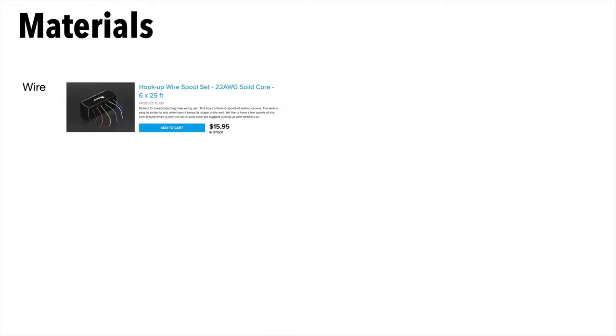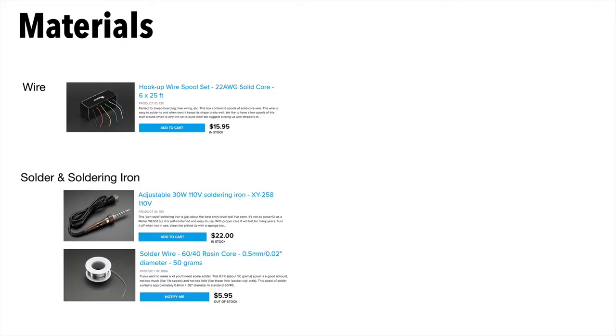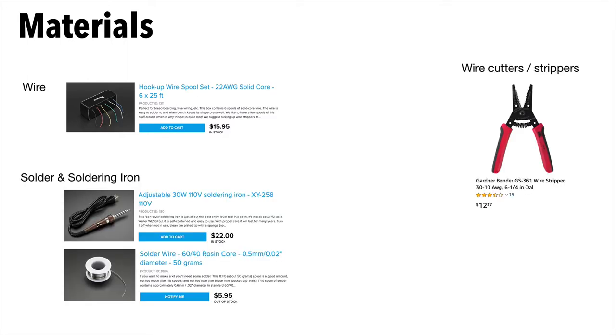Now, if you've done electronics projects before, you probably got all this stuff already, but I'd suggest 22 gauge wire. It's nice and flexible for the inside of your tie. You'll need a soldering iron and some solder, wire strippers, and a pair of scissors.